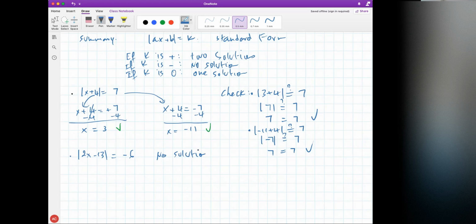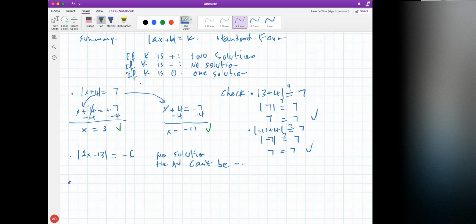Because again, the absolute value can't be negative. No solution here because of k. So always look at k first and then decide how many solutions there are, whether you should continue solving, or if it's negative, there's no solution. The absolute value is not equal to a negative number, so there's no number that could make this true.